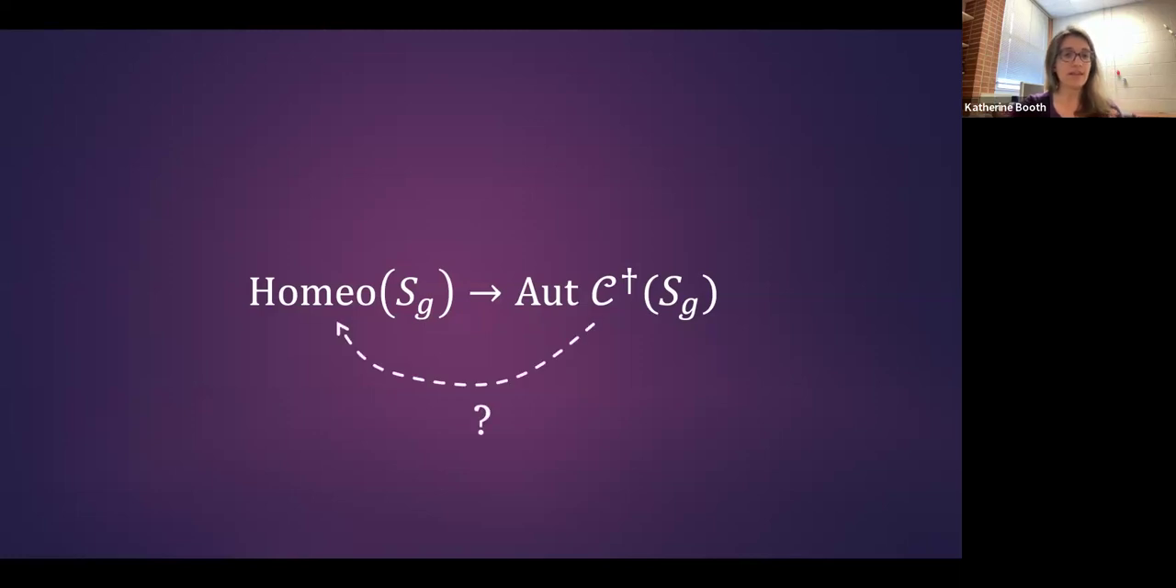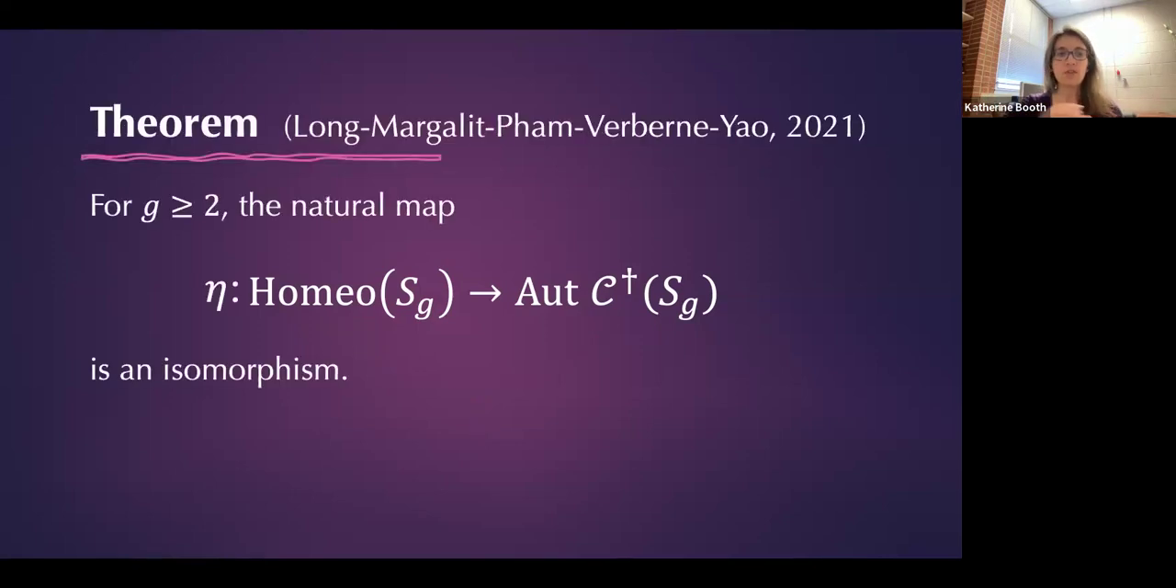So the question is, can we go the other way? If I give you just any automorphism of the graph, can you recover a homeomorphism of the surface? It turns out this is the case. This is a result of Long, Margalit, Pham, Verburn, and Yao in 2021, that as long as your genus is big enough, at least two, then this natural map from Homeo to the automorphisms of the fine curve graph is actually an isomorphism.